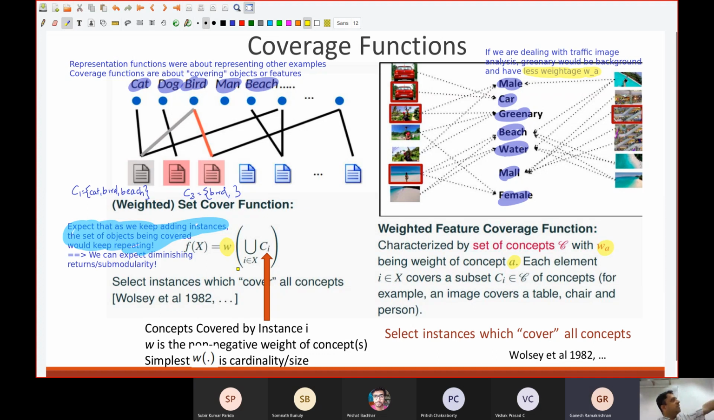Now, on the left-hand side, I've just said W, but the W is a modular function. I mean, once you decide what are the objects covered, you can just say W of the set of objects covered is the sum over all the objects of W of the object. Okay. So it's a modular function. Sorry, this is not visible properly. Let's make it black. I hope this is clear.